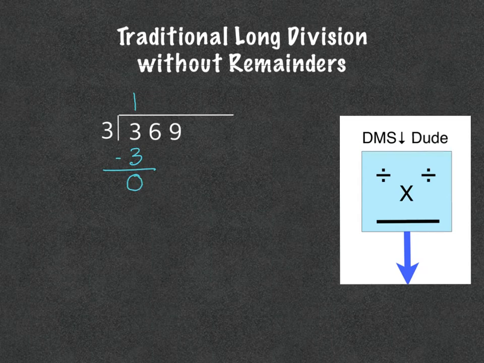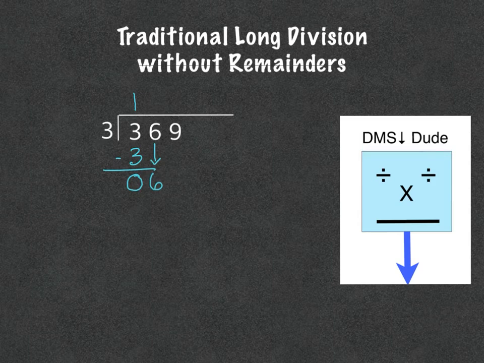And then you're going to want to compare a little bit here, because this 0, you have to make sure that this 0 down here, what you've subtracted, is less than your divisor. So is 0 less than 3? Okay, then we're ready for our next step, which is to bring down. So we're going to bring down this 6. Okay, so that's our first round of DMS down, and then we're going to start our process over.